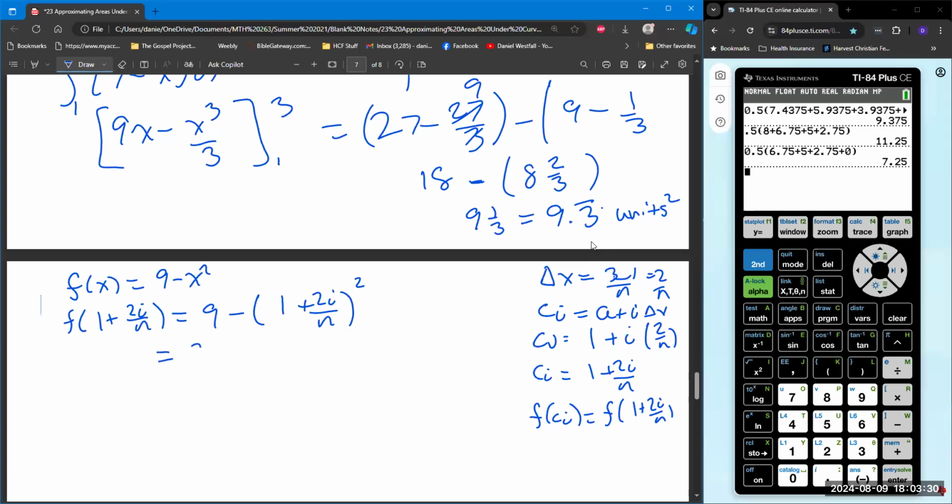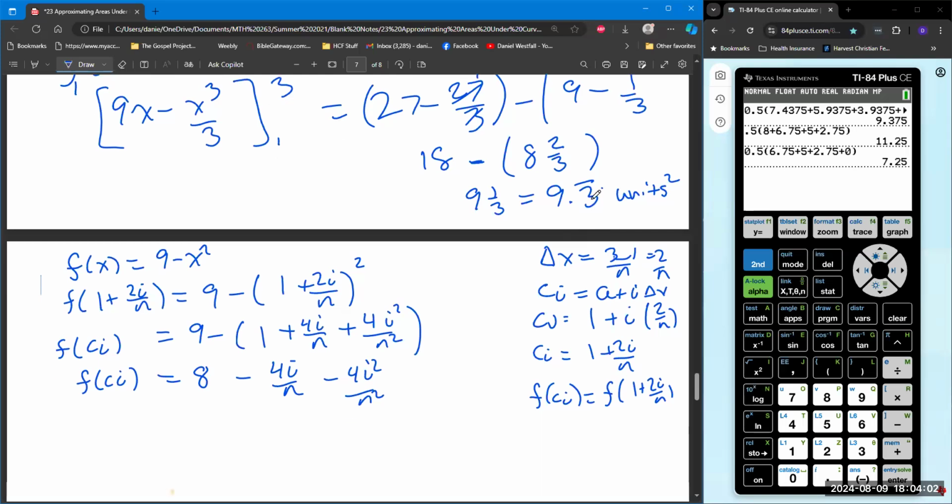This is 9 minus 1 squared is 1, 2i over n and another 2i over n is 4i over n, plus 4i squared over n squared. This is going to be 9 minus 1 is going to be 8 minus 4i over n minus 4i squared over n squared. This is my f of ci.